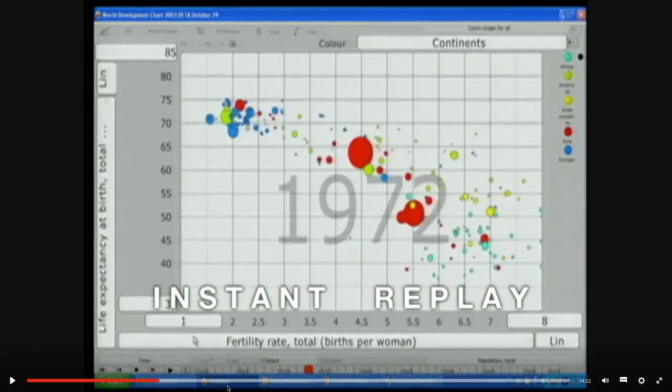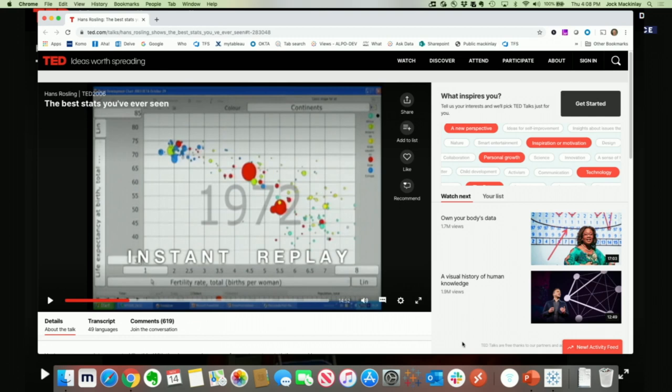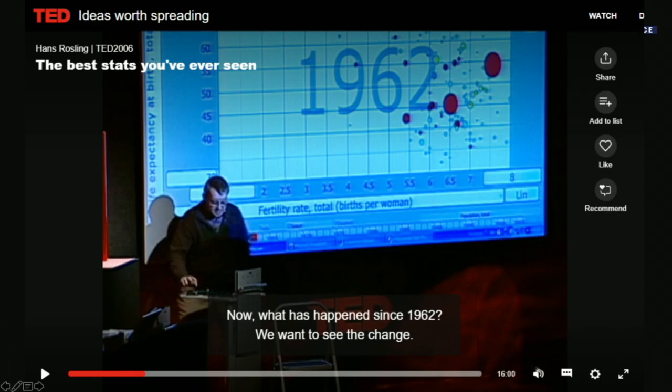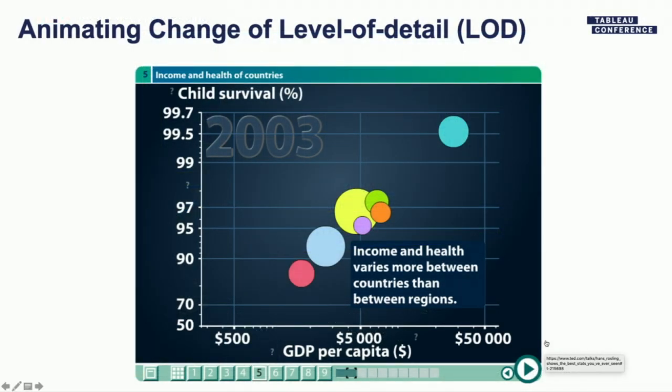So how many of you have seen this? Yeah, this is absolutely relevant even from 2006, even still relevant today. You can go watch Hans. Let's see. Am I on slides? Yes.